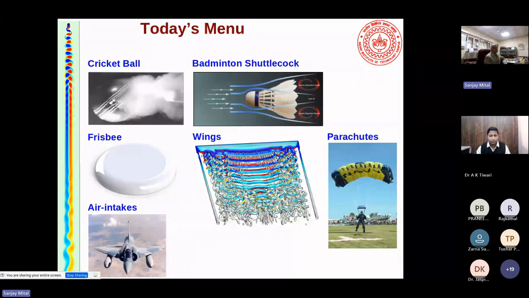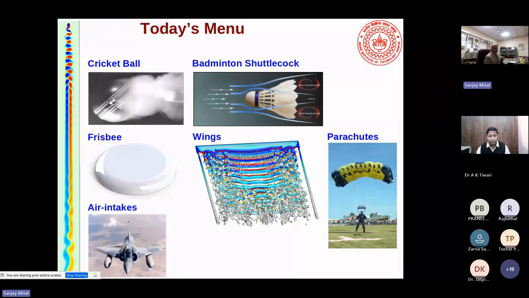Then some recent work we have done on frisbees, on flow past wings, which is actually my parent department, aerospace engineering. We worked on design of some parachutes. So there are two kinds of parachutes: the round canopy and the ram air parachutes. So how to design good parachutes for nice performance.